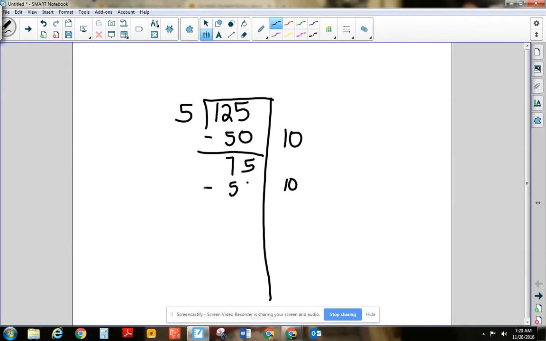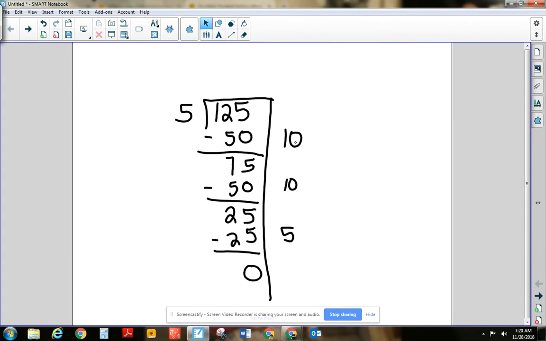So let's do it like this. And you can see this is where the partial quotient comes in. I'm doing parts of my division problem. How many 5s fit into 25? 5 of them. And you'll notice that there's 0 remaining. So the partial quotients would be 10 and 10 and 5. That gives me a total of 25. So 25 would be in each group of 5, because 5 times 25 is 125.